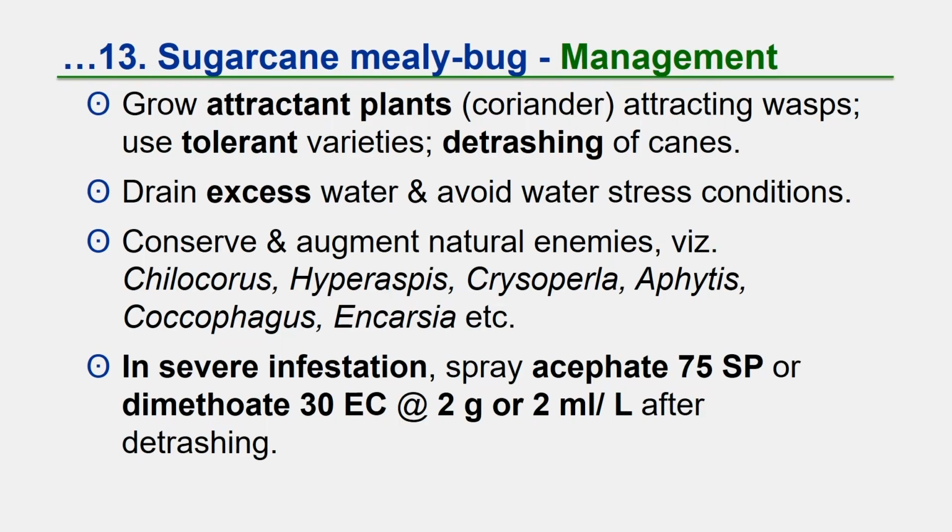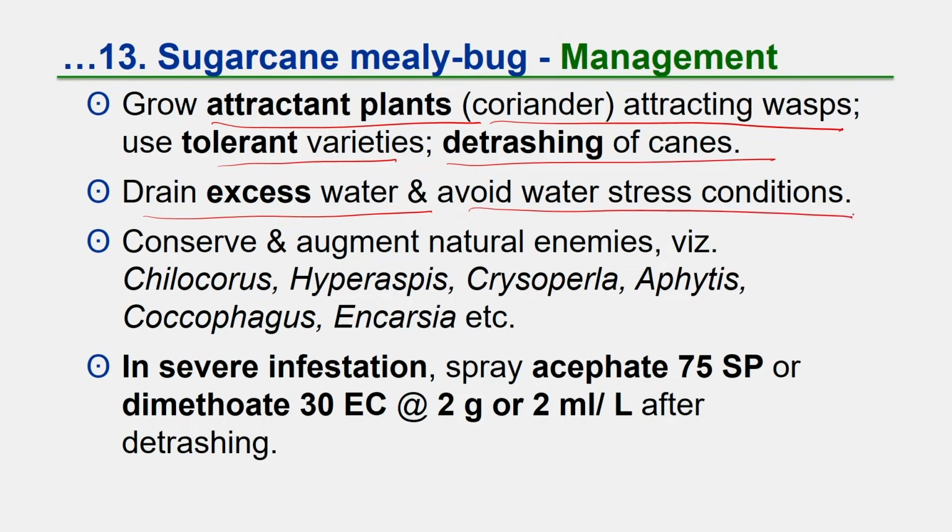Now what is management of sugarcane mealybug? Grow attractant plants, coriander attracting wasp, use tolerant varieties, detrashing of sugarcane leaves. Drain excess water and avoid water stress conditions. Conserve and augment natural enemies, for example, Chilocorus, Hyperaspis, Chrysoperla, Aphistis, Cocophagus, Enchiricercia, etc.